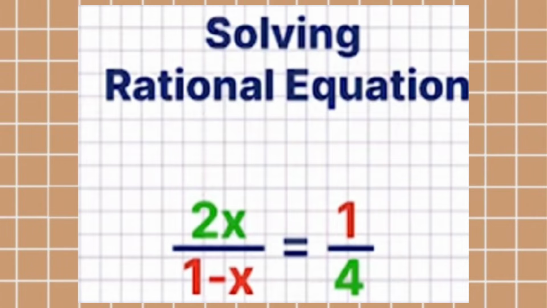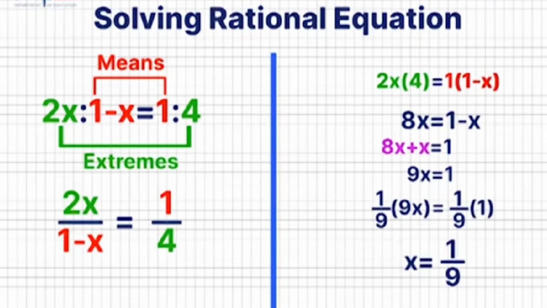We can have the product of 2x and 4, and this will be equal to the product of 1 minus x and 1. Where did we get this? What we have can be written as a proportion, so this can be written as 2x is to 1 minus x, which is equal to 1 is to 4. Recalling our lesson in proportion, the product of the means is equal to the product of the extremes.